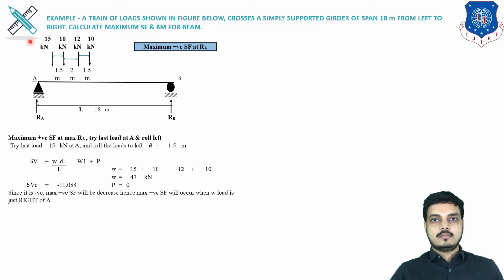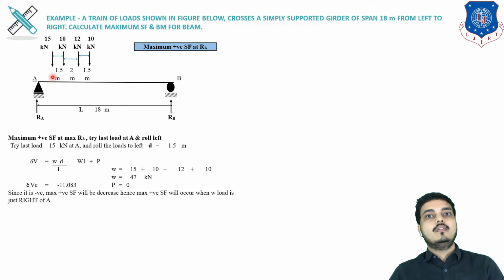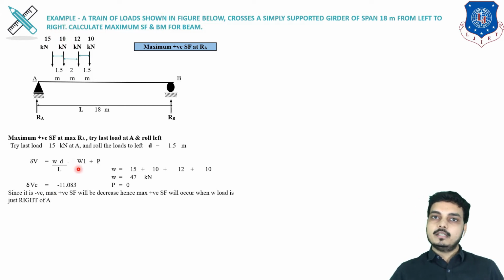So after using this 15 as a critical load, my value is coming in negative. But in case it comes as positive, then we will have to try the second load. So our W1 will become that 10 kilonewton and P becomes 15. Likewise we will be summing up the values of load which will be getting onto the girder. So this formula says that. But by using that 15 kilonewton only, we got that it is coming in negative. So it is the critical load.